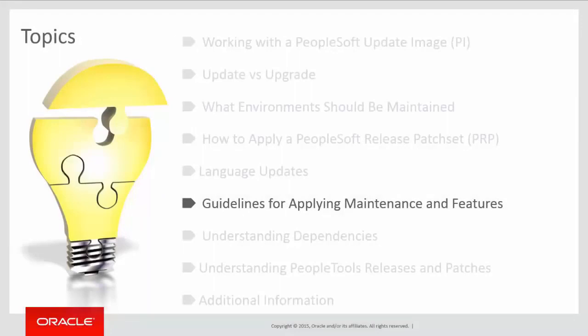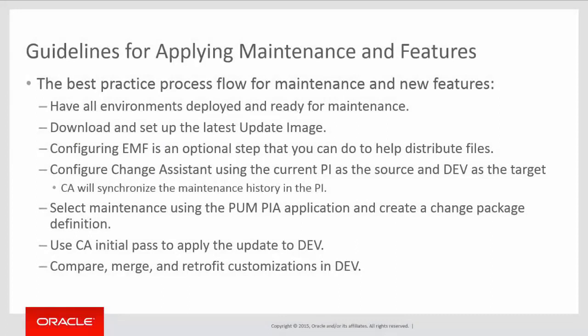Now we'll discuss the guidelines for applying maintenance and features. The recommended process to apply maintenance and adopt new features is the same. First, you should have the environments that were mentioned earlier, that's the dev, test, prod, and demo, ready and available. You should download the latest image from Oracle support and have it deployed on a PC that has access to your network. For instructions on how to do this, please look in the Using the PeopleSoft VirtualBox Images document on My Oracle Support. That document describes how to download, install, and configure an update image.